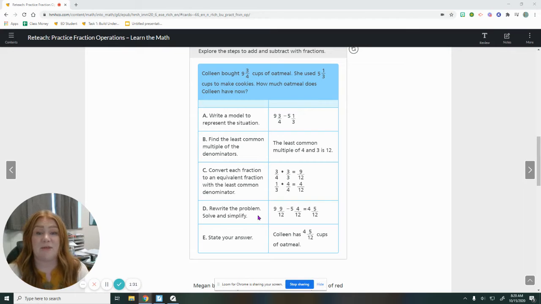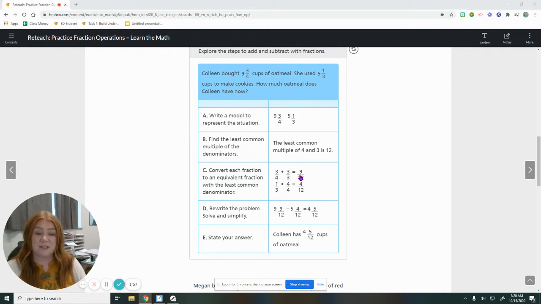So we've got another example here. Colleen bought 9 3/4 cups of oatmeal. She used 5 1/3 cups to make cookies. How much does she have now? So she used it, she got rid of it, means we need to take it away. So we have 9 3/4 minus 5 1/3. So we need to make common denominators. We know the least common multiple of 4 and 3 is 12.